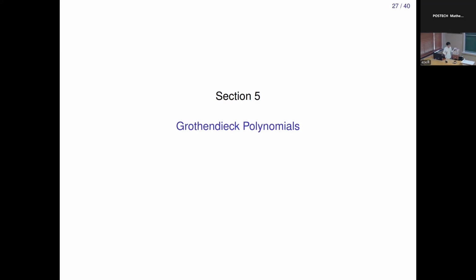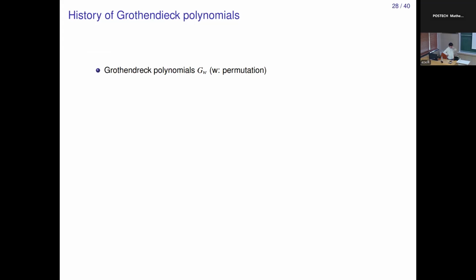The Schur functions have many generalizations. So I was thinking which generalization I should mention here, and I decided to talk about Grothendieck polynomials because I've been working on this quite a lot recently, and Valentin has also done some work in this direction. So yeah, I think it might be interesting to you. The Grothendieck polynomials. There's a little bit of history about the Grothendieck polynomials.